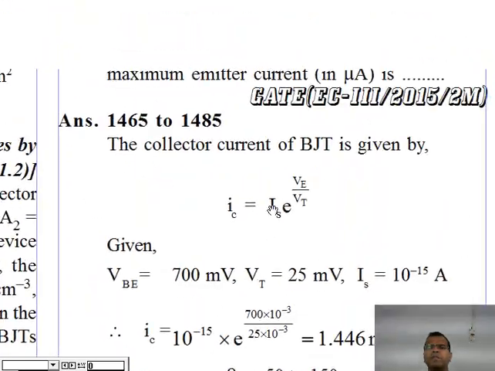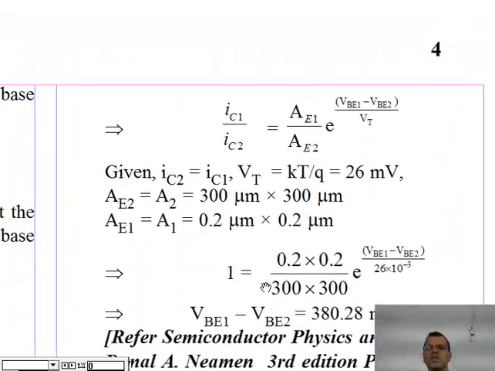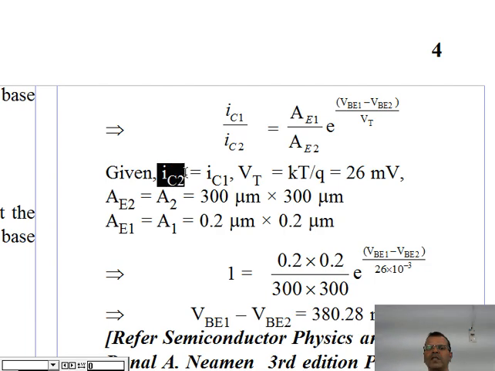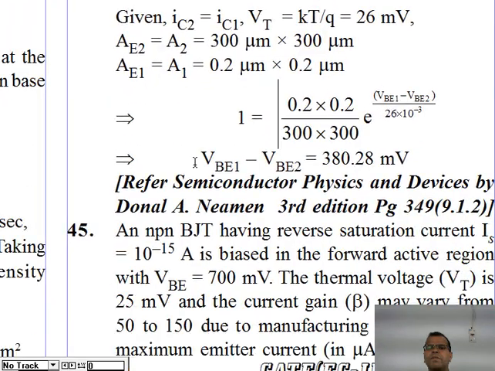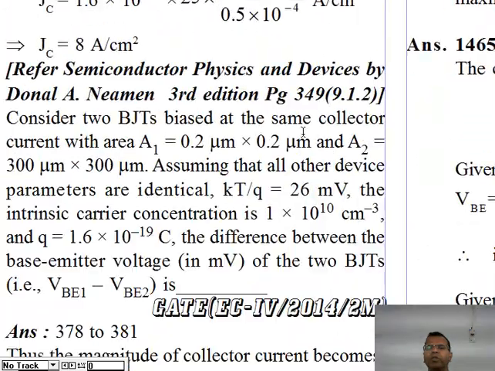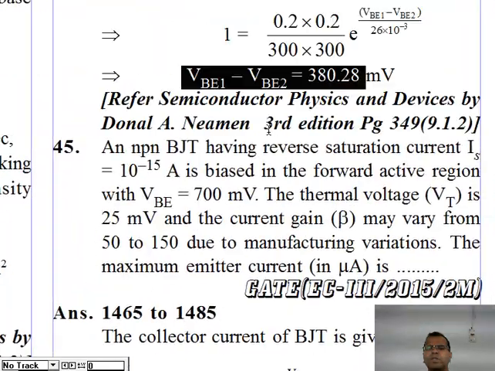So let us see it further. What is given to you? IC1, IC2, VT, all these parameters are given to you. Just by putting those parameters into this, and collector current being the same, you get the difference between the two. This was the question in 2014, a 2 marks question.